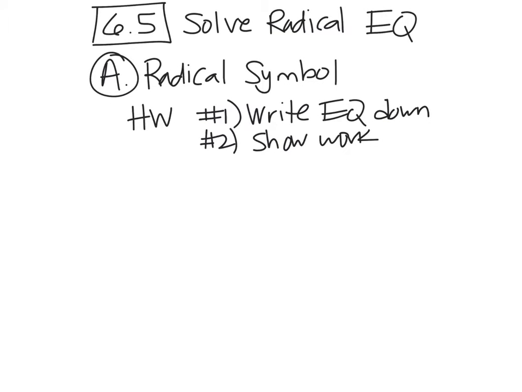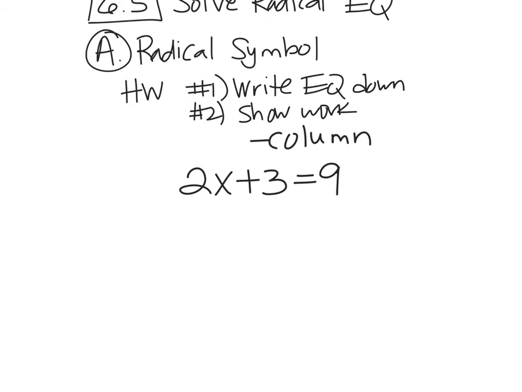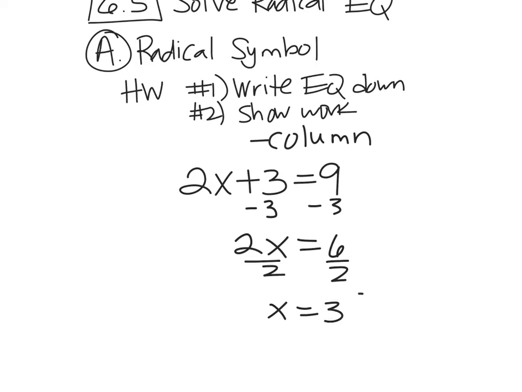Not only do you show work, but you show work in a column format. I know this is silly. Column. So if you had something like 2x plus 3 equals 9, and let's say you're in Algebra 1, you're learning how to solve equations. You have to show work going down the page in a column. So 2x equals 6, and then you divide by 2, x equals 3. And then you put a little box around your answer, that's what I want to see.